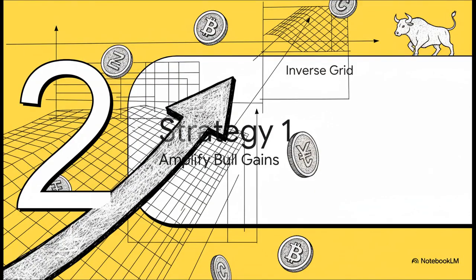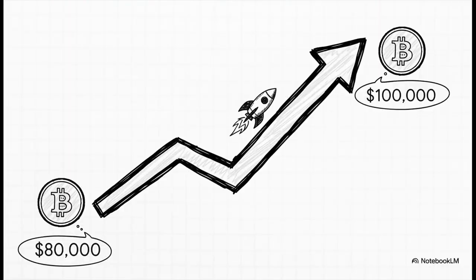Okay, so how does this actually play out in the real world? Let's take a look at the very first strategy from the documentation, how to amplify your gains during a massive roaring bull market. All right, let's kick things off with a dream scenario, right? Let's say you get into Bitcoin at $80,000 and boom, it just rockets up to $100,000. So the question is, how would a standard strategy stack up against this inverse grid?